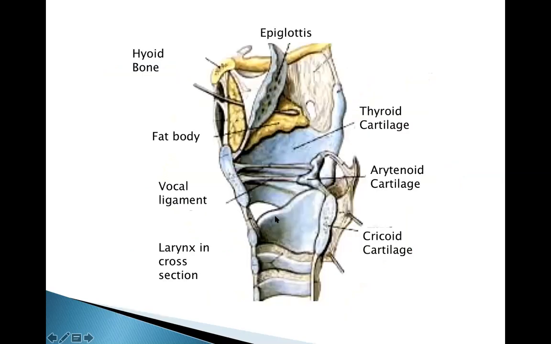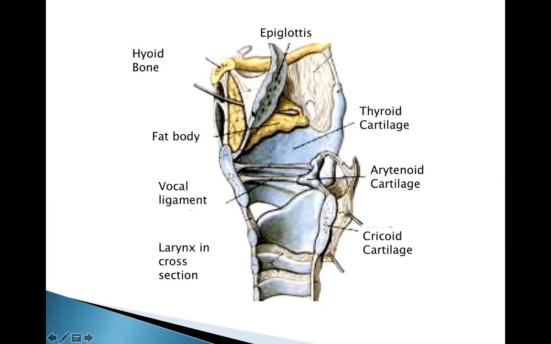All right, and then this is a mid-sagittal section, again, just showing you the true vocal ligament and then the superior false vocal ligament. Here we can see the arytenoid cartilage with the corniculates kind of right on top. And then we have the cricoid, which is really tall in the back, supporting the arytenoid cartilages, and then small in the front. And then we can see the cricotracheal ligament right here connecting the trachea, which is going to be just inferior to the larynx.